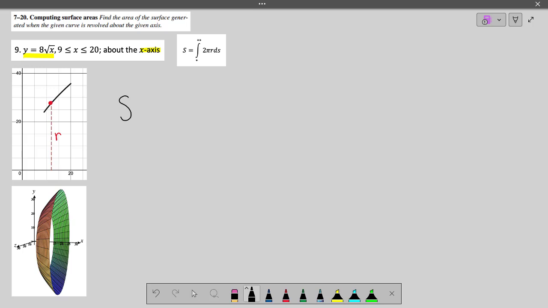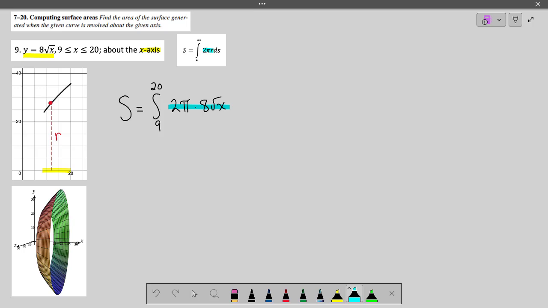So for surface area, we're going to use a capital S. And we're going to integrate on our interval. They tell us that the x interval that we want is 9 to 20. So that x interval is down on the x-axis. So we're integrating down here, 9 to 20. That single point rotates around. So let's do the circumference. Circumference is 2 pi times the radius. The radius is the function. So there's the 2 pi r.